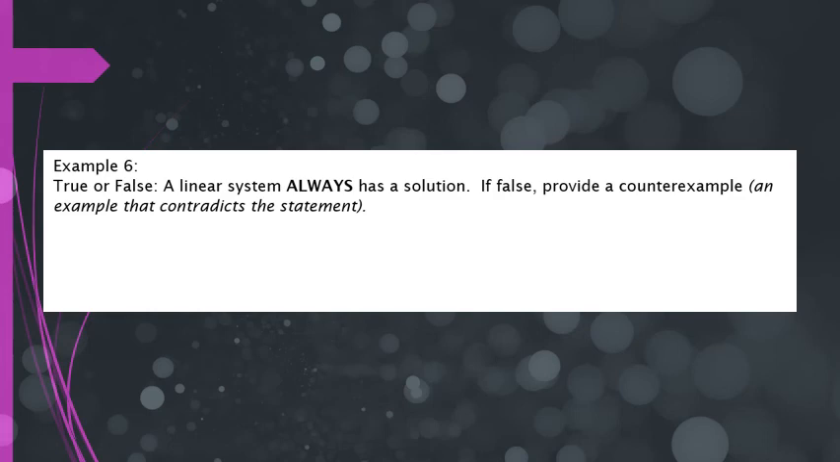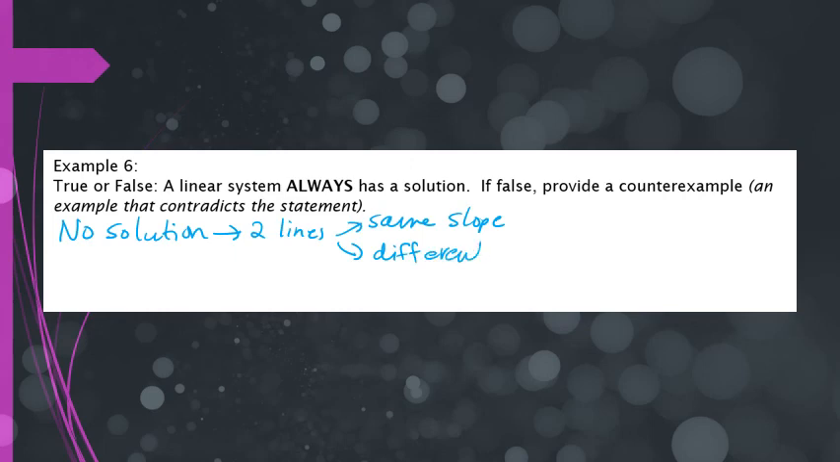In order to answer this question, to provide a counterexample, we could just give the example that we had for example 5, but that seems kind of boring. So I'm going to write a couple notes here. First of all, in order to have no solution to a system of equations, you have to have two lines that have the same slope, but they have different y-intercepts. So we have y equals mx plus b. This thing has to be the same, and this thing has to be different.